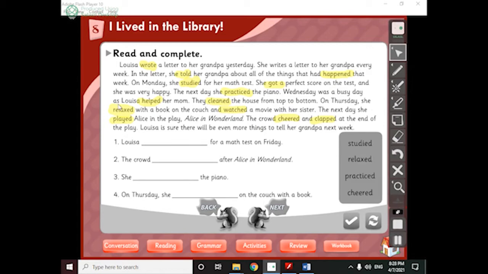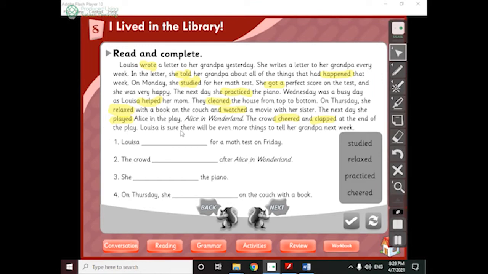On Thursday she relaxed with a book on the couch and watched a movie with her sister. Relaxed is a verb, and watched a movie. The next day, which is Friday, she played Alice in the play. Play here means a theater play. Write the meanings, fourth graders. Played means she acted the role of Alice in Alice in Wonderland. The crowd cheered and clapped. Cheered and clapped, they applauded at the end of the play.